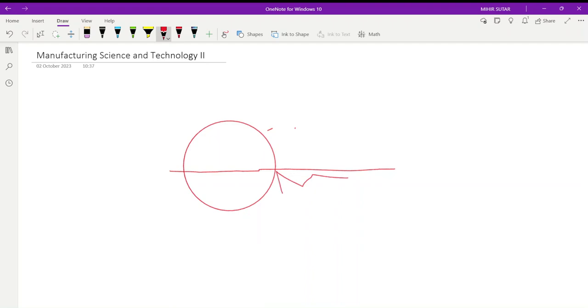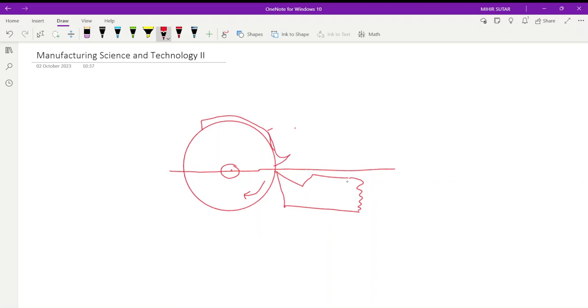I think you might have seen this cutting tool. You know that in the turning operation, the workpiece is being rotated in the clockwise direction. So I am giving this arrow so that the workpiece is rotating likewise. And this is the edge of the cutting tool. Here the extra material is being removed in the form of chips.